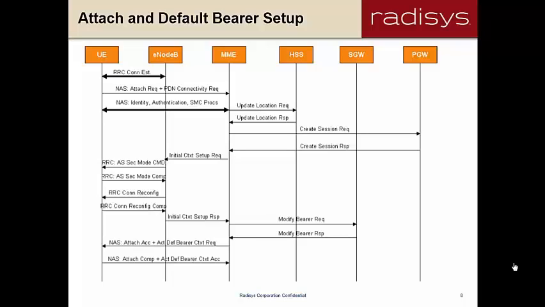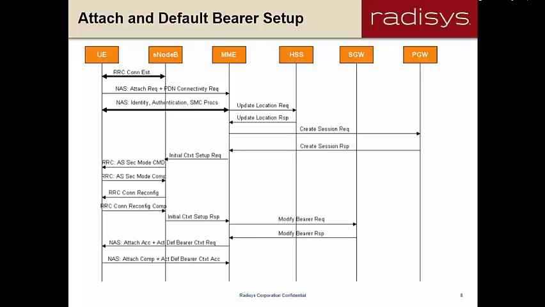Once the attach procedure succeeds, a context is established for the UV in the MME, and a default bearer is established between the UV and the PDN gateway, and an IP address is allocated to it. Now that the UV has IP connectivity, it can start using IP-based Internet services or IMS services if the IMS network is available and if the UV has a subscription for the same.